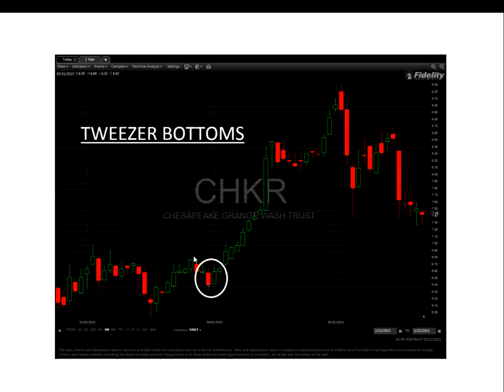Another tweezer bottom, we have a small downtrend here. We have the red body and the green body. They don't line up perfectly, but they're close, and you can see after we get the tweezer bottom formation, we go into a massive uptrend here.